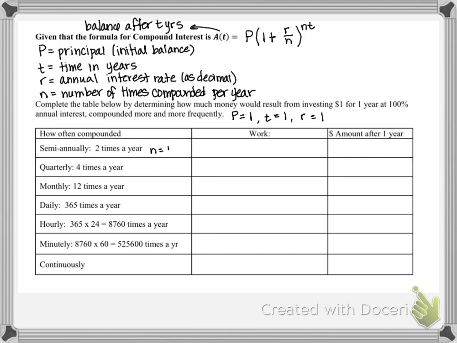Semi-annually is 2 times a year, so my N is 2. So in 1 year, I will have 1 times 1 plus 1 over 2, to the 2 times 1. And that ends up being $2.25.